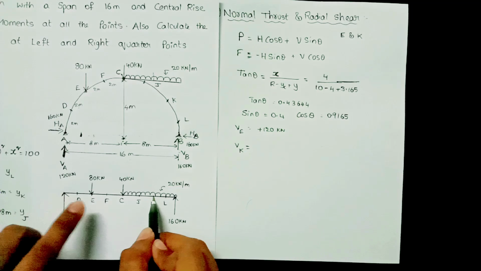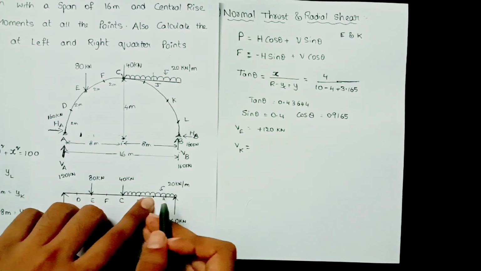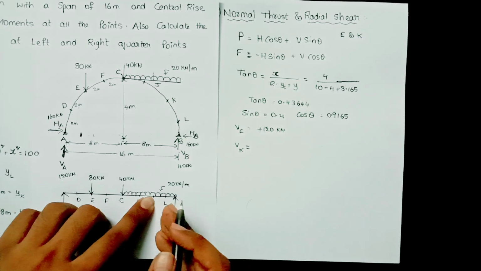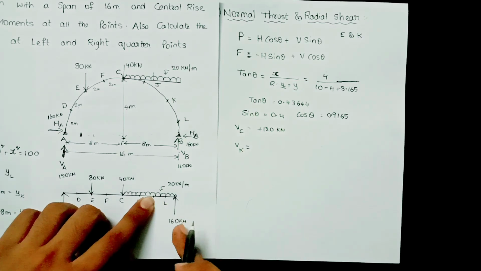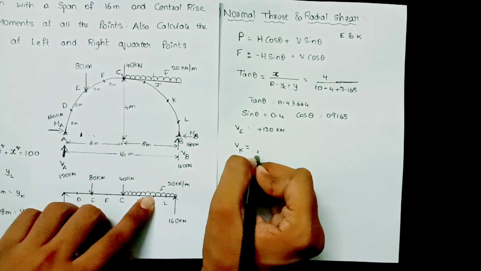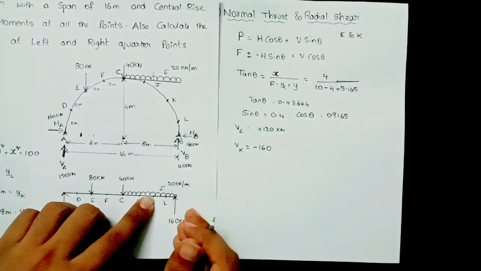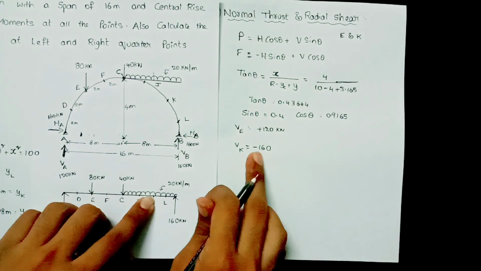Now we need to calculate at K. You can come also from the left side, but it is easy to come from the right side at this point. Right hand side upward is 160 kilonewton, it is negative. Right hand side upward is negative, so minus 160.